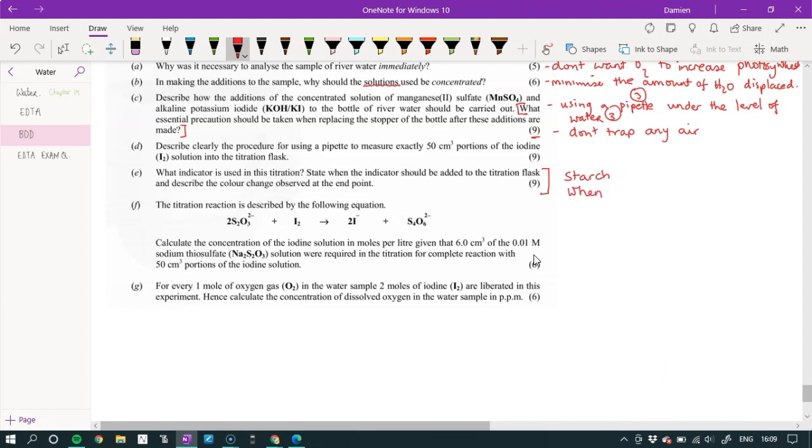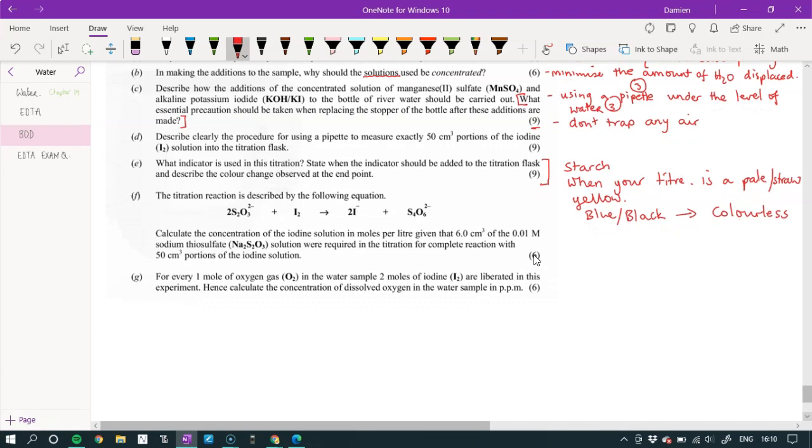When your titration is at pale or straw, you'll often see another term they put, pale or straw yellow. And then it's looking for the color change observed at the end point, and it's blue or black, blue-black, which is the way we describe it, to colorless. Again, colorless is the word you need, not clear.